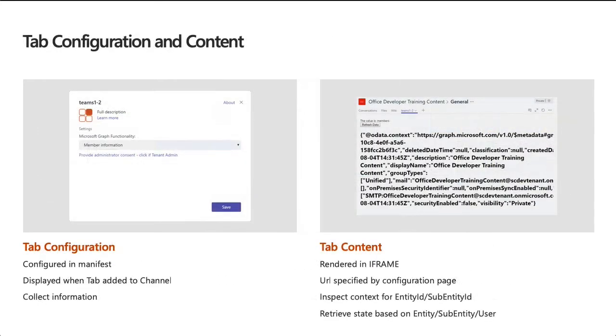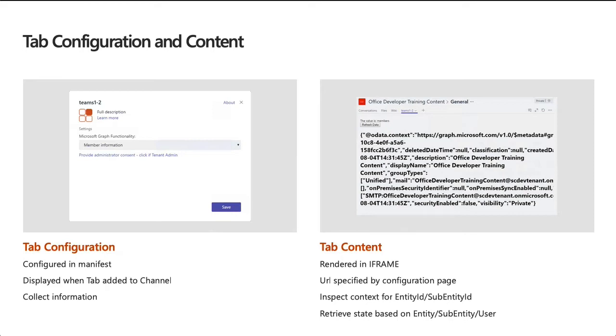Now let's talk a little bit about the tab configuration and the content. So the tab configuration is all going to be configured inside of a manifest file. So that's going to define what different things we can do inside the configuration. This is going to be displayed when the tab has been added to the channel, and it's going to collect some information for you. Now, as you're going to see with the SharePoint Framework, things work mostly the same way. There's a little subtle difference that we'll look at when we get into the third section of this screencast. But you'll see it's still pretty straightforward.